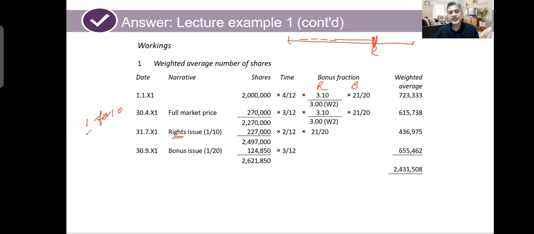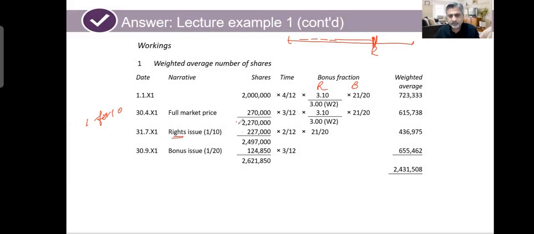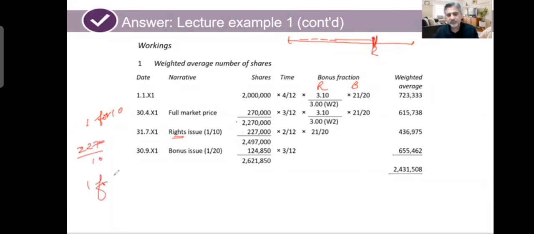Now you are giving one for whatever. This number divided by 10: 2270 divided by 10, because I'm giving 1 for 10. So 2.27 million divided by 10 is 227,000. And when I give 227 plus this one, it becomes 2497. The base will change. The new shares will be issued on every 10 shares.